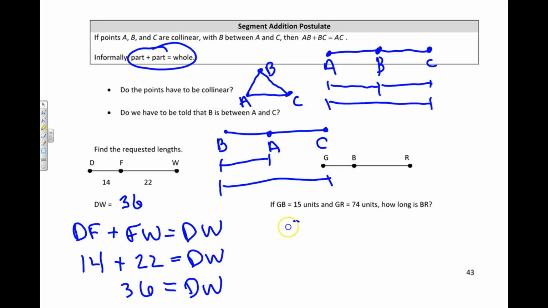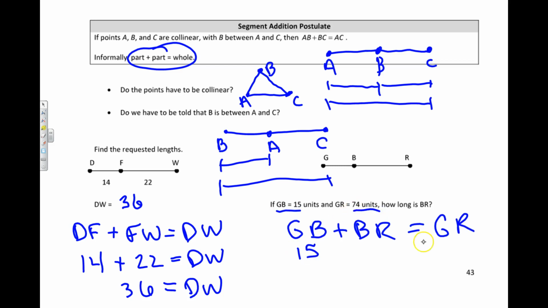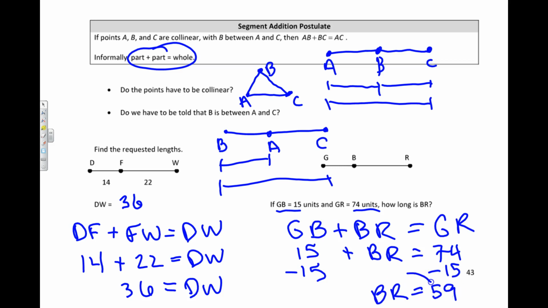Here I have a part GB plus part BR, and together part plus part must equal the whole GR. So let's look at what they tell me. GB is 15, GR is 74, and I'm hunting for BR. So if I want to find BR, all I got to do is subtract the 15 over. So I end up getting that BR is in fact equal to 59 units. And that is my answer.